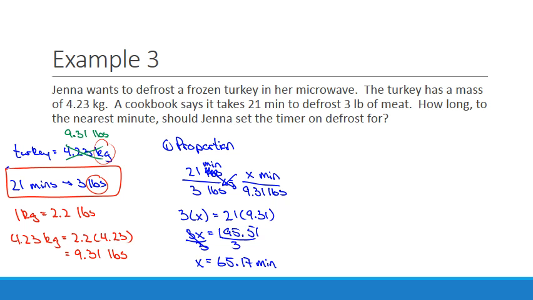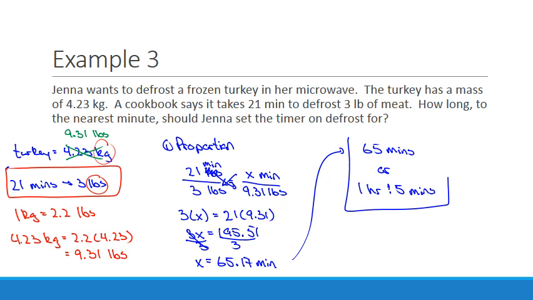Now, it says how long to the nearest minute should Jenna set the timer. So really what we have to do is update that. Nearest minute, that'd be 65 minutes she should set her timer for. If you don't like that, though, you could say 1 hour and 5 minutes. However you want to express that final answer. Okay, so that's example 3.